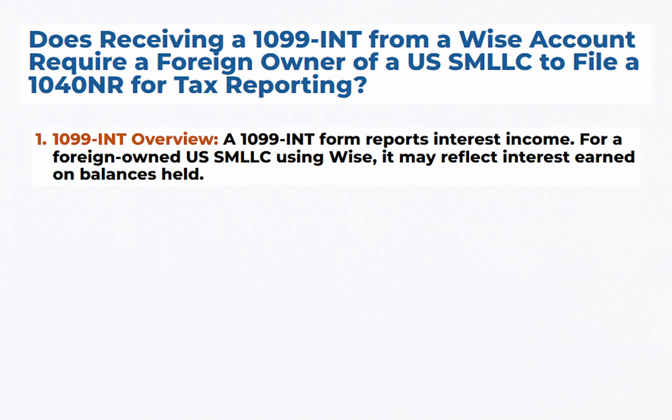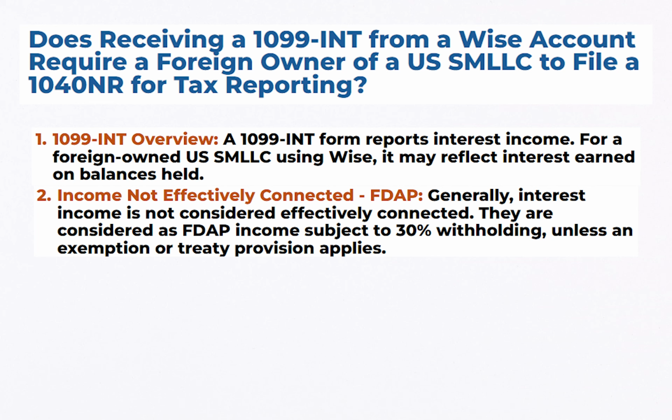Now, I have already stated that 1099s are just for information purposes. However, you need to determine whether that type of income is taxable, and you determine the mechanics in reporting that income. So let's go straight to the fact that interest falls under income that is not effectively connected. That is the FDAP type of income. Generally, interest income is not considered effectively connected to a US trade or business. It is FDAP income and is subject to 30% withholding unless the IRS code itself grants an exemption or a treaty provision applies.